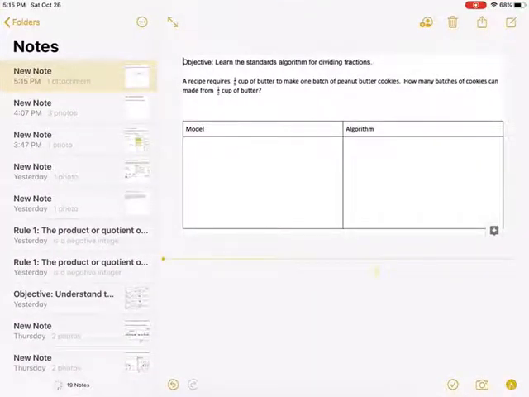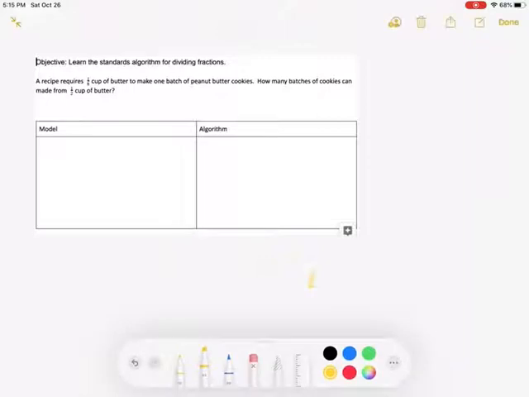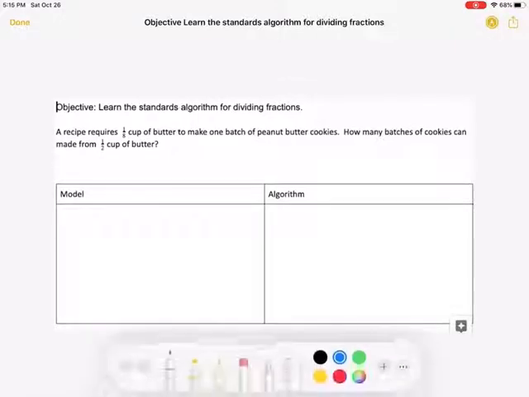All right, in this video, you are going to learn the standard algorithm for dividing. And what we're going to do is link the algorithm to the model so that you can understand a little bit better. As you know, I'm a big proponent of understanding algorithms. Remember, the word algorithm just means a step-by-step procedure.